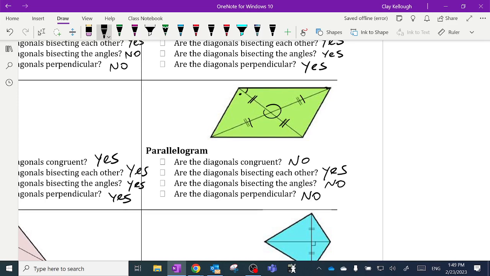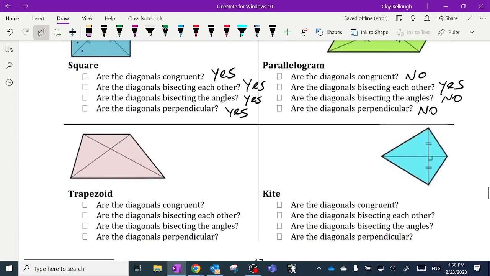Okay. So it was no, yes, no, no for that one. Yes, yes, yes, yes for the square. And now our friend the trapezoid.